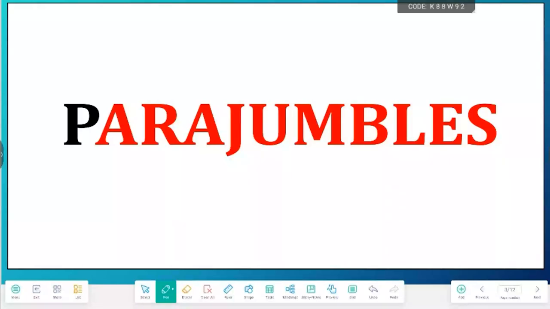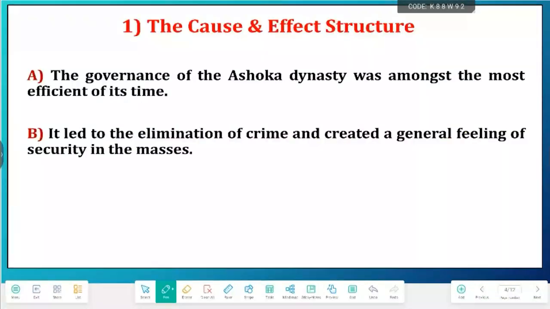As we have discussed in the previous lectures how to solve para jumbles, I'll just quickly give a brief information about how we deal with para jumbles. So what is para jumbles? A para jumble is nothing but a paragraph that has been jumbled. What do you understand by this?